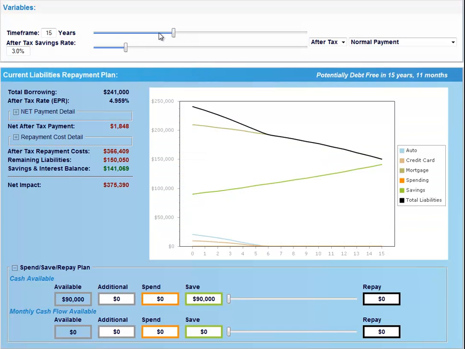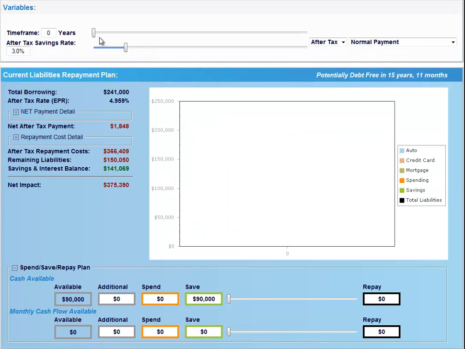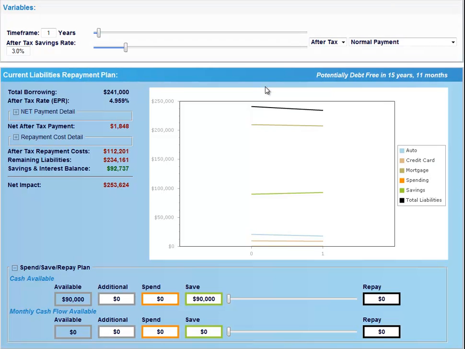It could be something as short as 0 years, which is going to give you basically a starting point as a blank chart. You can go out 1 year, and that's going to compare just that first year. You can see where the items are being paid down or savings is actually increasing. I recommend you pick a time frame that meets the needs of your client, but that also encompasses both strategies.